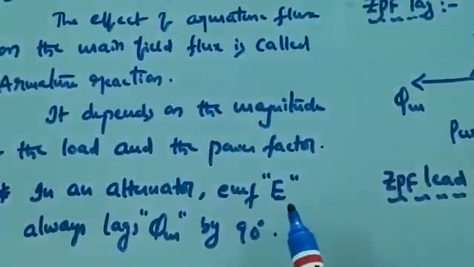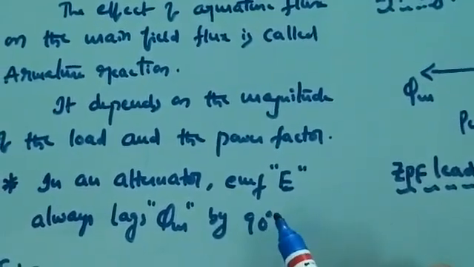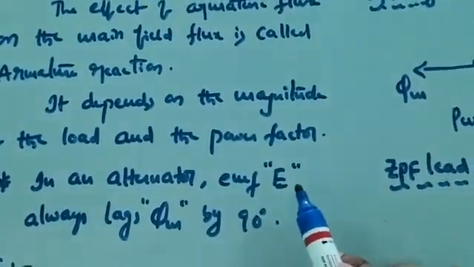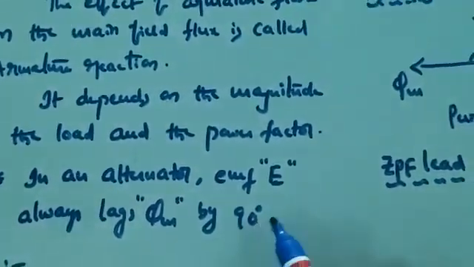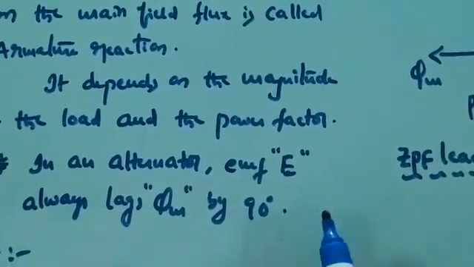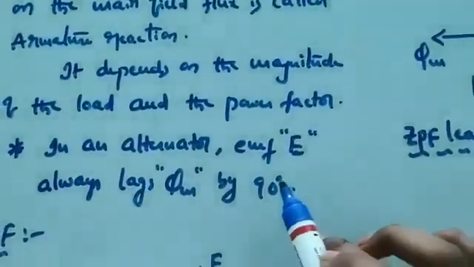You have to remember one particular important thing here: in an alternator, EMF E always lags phi m by 90 degrees. This is a very important point.